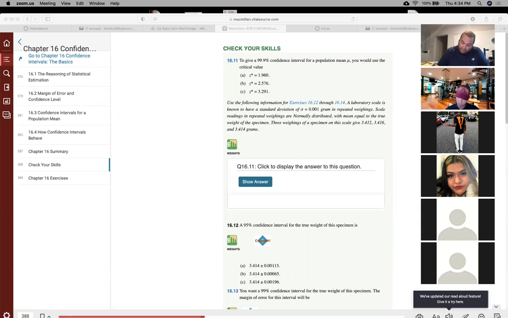3.414 plus or minus 1.960 times 0.001 over the square root of 3. So 1.96 times 0.001 divided by the square root of 3. So I get 3.414 plus or minus what number? What does your calculator give you, which hopefully you're all doing?